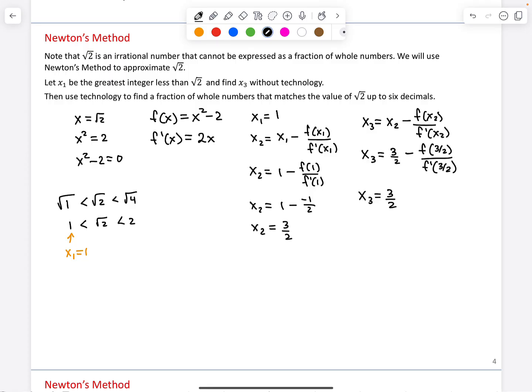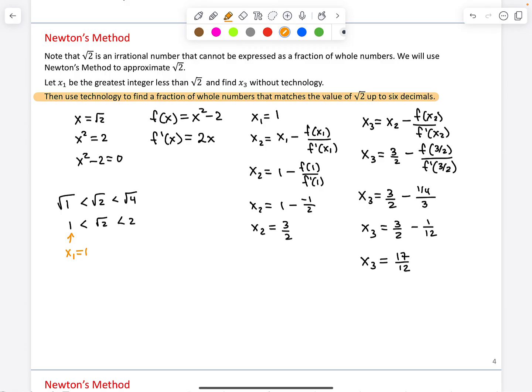So x3 is 3 halves minus f of 3 halves, plug 3 halves into this. 3 halves squared is 9 fourths minus 2. Well, 2 is 8 fourths, so 9 fourths minus 8 fourths is 1 fourth. And now f prime of 3 halves, and we get 2 times 3 halves is just 3. Now a fourth divided by 3 is a 12th. So you have 3 halves minus a 12th, get a common denominator, so 18 twelfths minus 1 12th, and we get 17 twelfths.